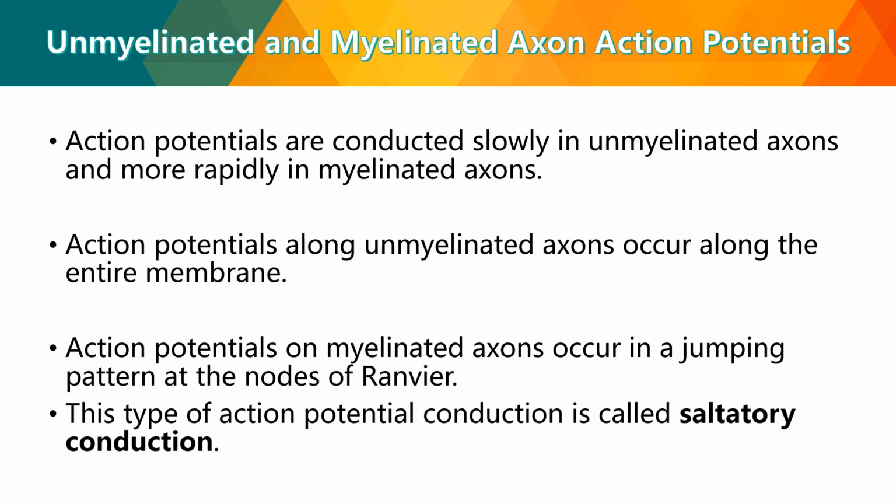So, for unmyelinated and myelinated action potentials: action potentials are conducted slowly in unmyelinated axons and more rapidly in myelinated axons. Action potentials along unmyelinated axons occur along the entire membrane, and action potentials on myelinated axons occur in a jumping pattern at the nodes of Ranvier. So this type of action potential conduction is what you call saltatory conduction.